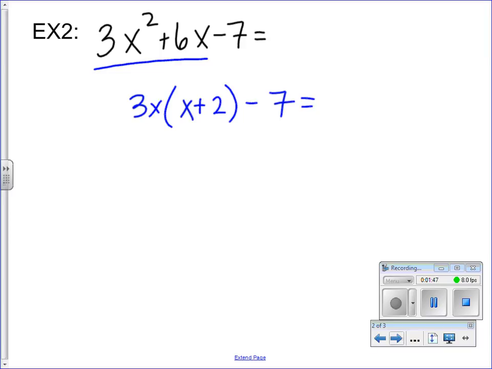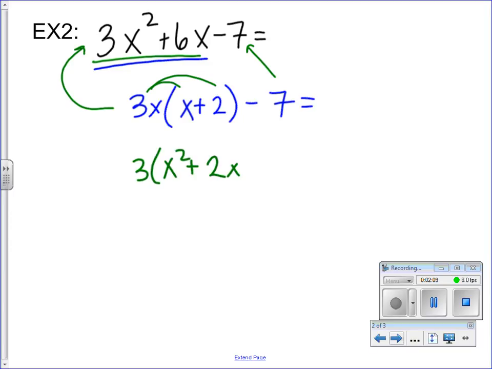I know it's equivalent because if I were to multiply the 3x back to the x and the 2, I would end up with this first part, and then I still have the minus 7 there. I'm going to keep going with this. So instead of taking the 3 and the x out, what if I just took the 3 out? Then I would have 3 times (x squared plus 2x), and then still the minus 7 there.